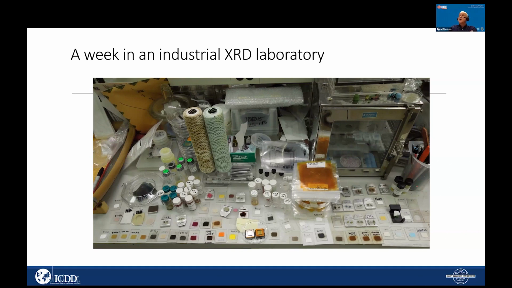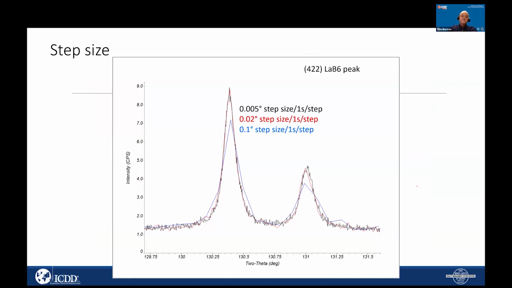This is the case where instruments that have sample changers that can run through the night are very beneficial, particularly in labs that get the type of samples you see here in this slide. Let's talk next about your step size. What's the appropriate step size when I'm collecting my data?